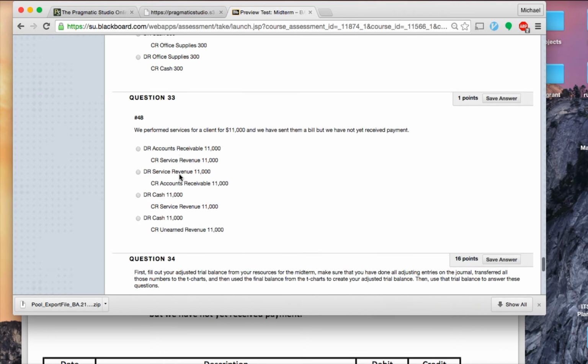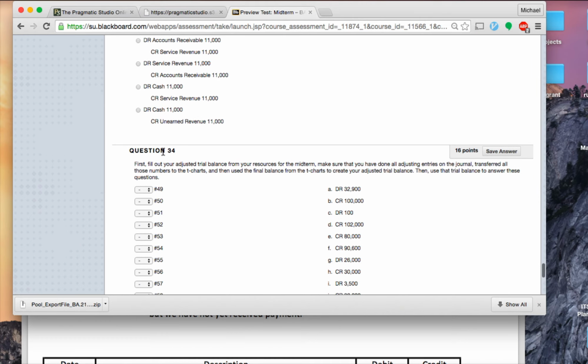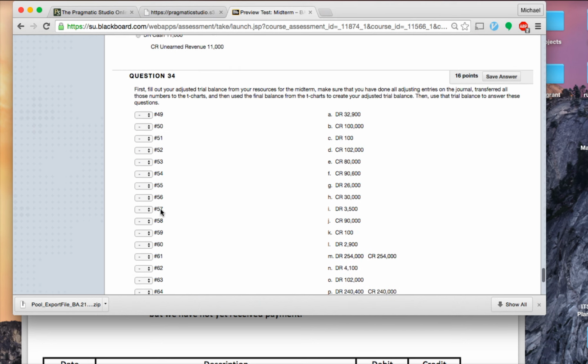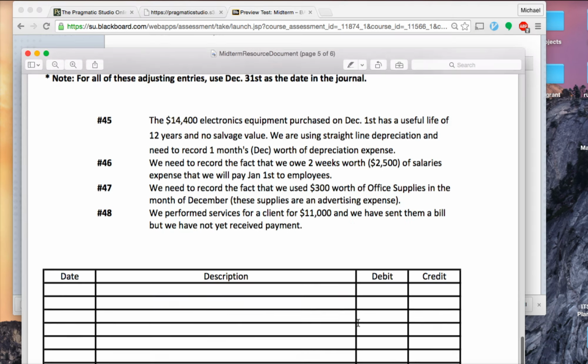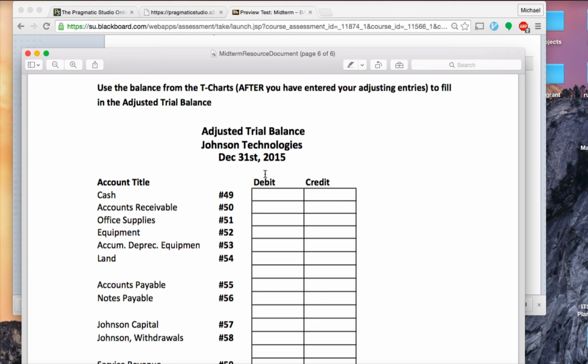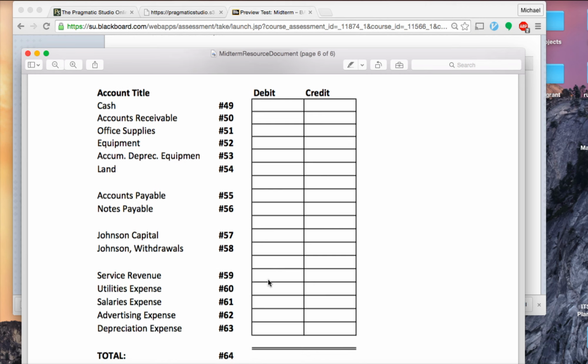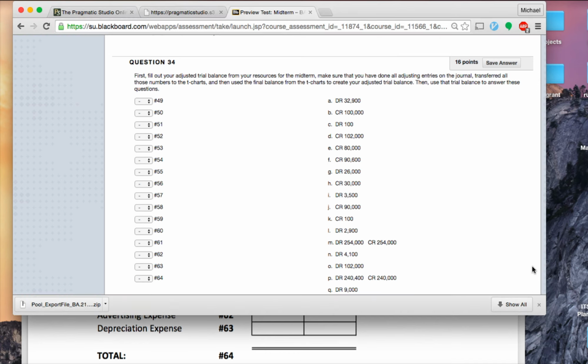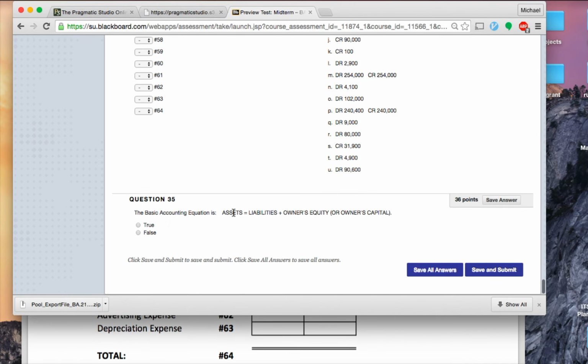And again, you want to pay attention to the number that's inside the question and not the one that is auto-generated by Blackboard. And then starting with what Blackboard calls 34 and what you see numbered here, 49 through 64, that's going to be your adjusted trial balance on your resource document. So you'll see the numbers corresponding there. And then finally we close it out with one final true or false question. And be sure to answer this one correctly because as you can see that one is an attempt for me to give you some extra points, but it's only going to help you if you in fact answer that one correctly.